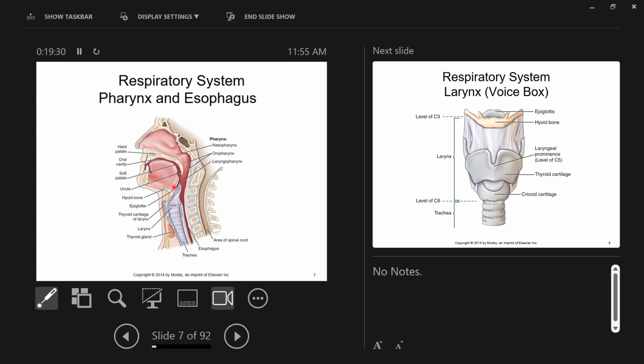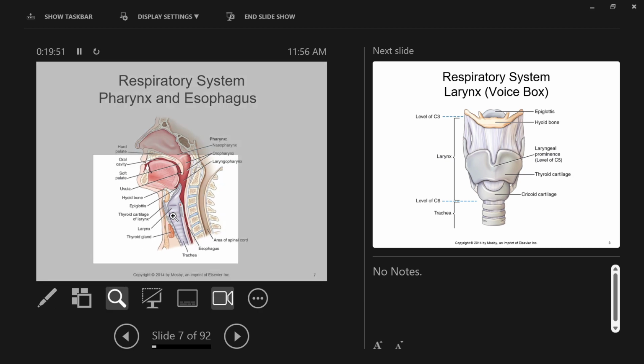The laryngopharynx is the part of your throat just above where the trachea and esophagus split, okay? We call it the laryngopharynx because the highest portion of the trachea is called the larynx. So laryngo is taken from that name, larynx.